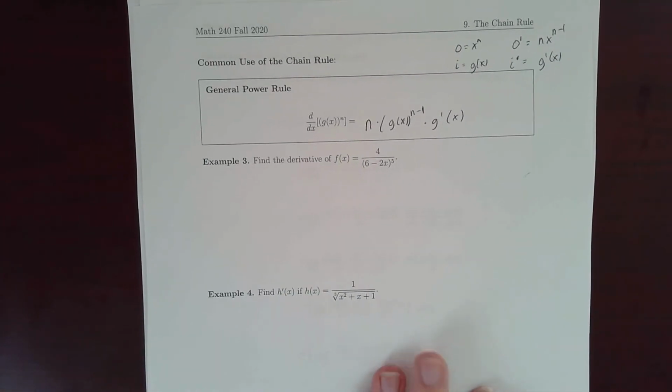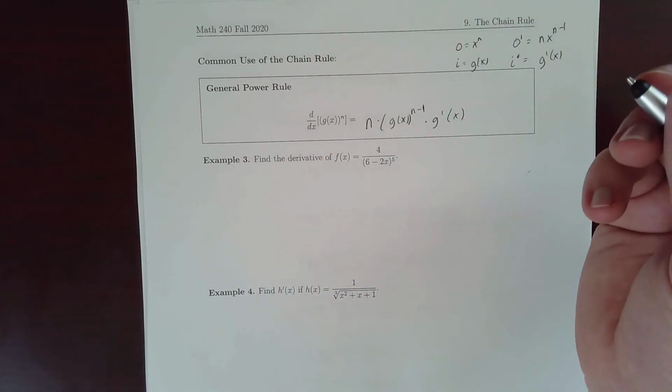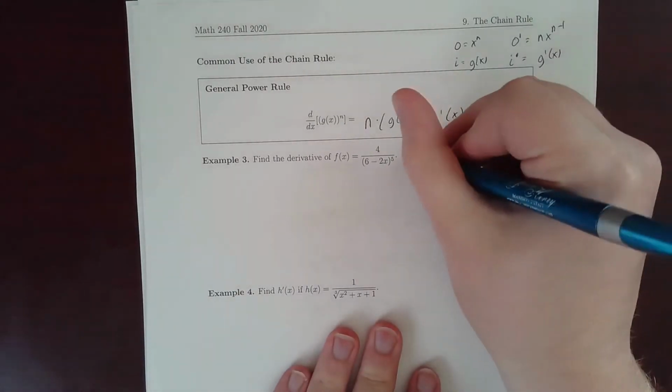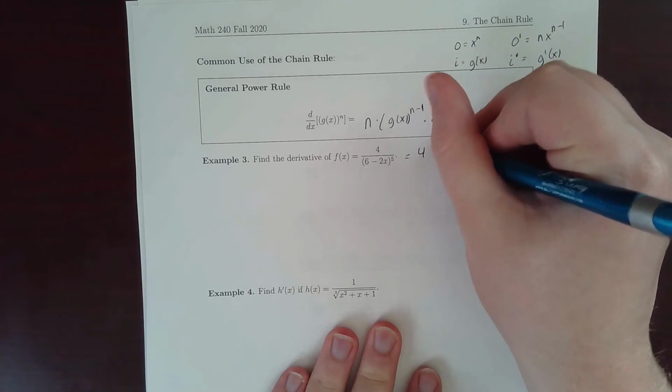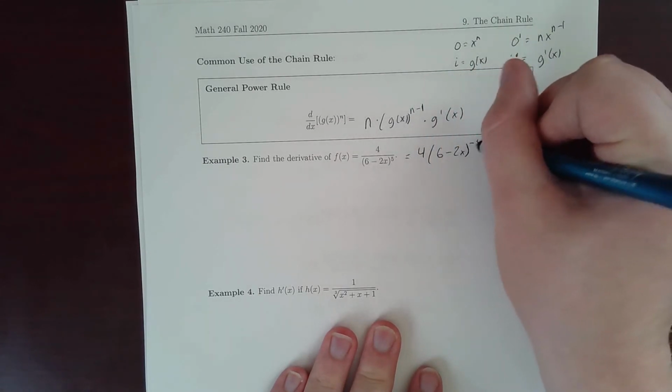So if we wanted to find the derivative here of f of x equals 4 over 6 minus 2x to the power of 5, this is the same as 4 times 6 minus 2x to the power of negative 5.